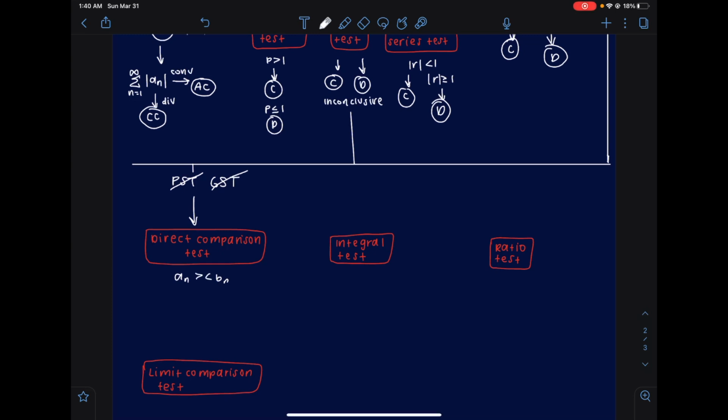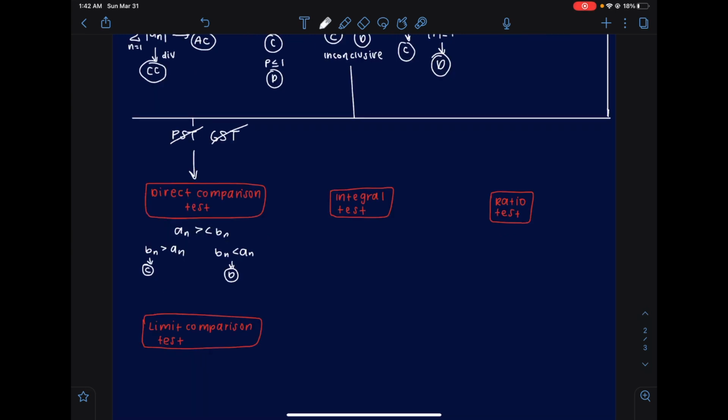Now remember that for direct comparison tests, there are only 2 combinations that work. That is, if b of n is greater than a of n, and b of n converges, because remember, if a bigger series converges, then a smaller series must converge. Or if b of n is less than a of n and it diverges, because remember, if a smaller series diverges, a bigger series must diverge. So those are 2 combinations that work for direct comparison test.